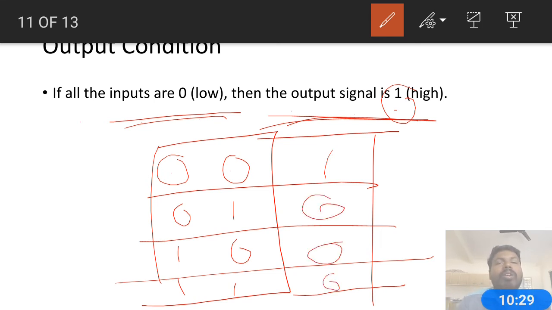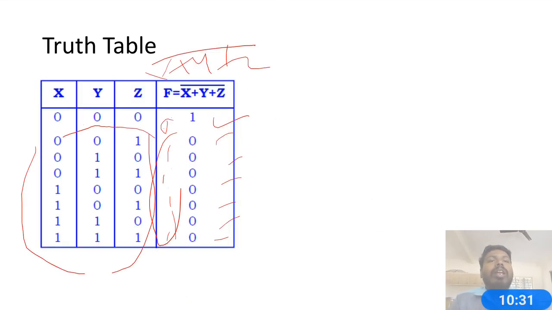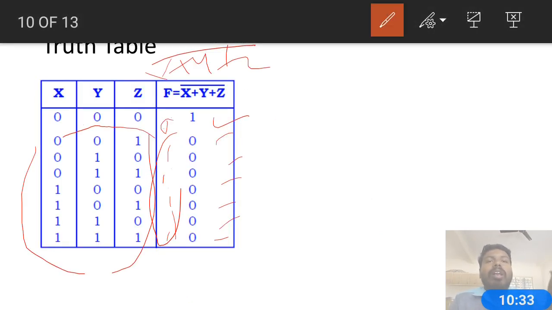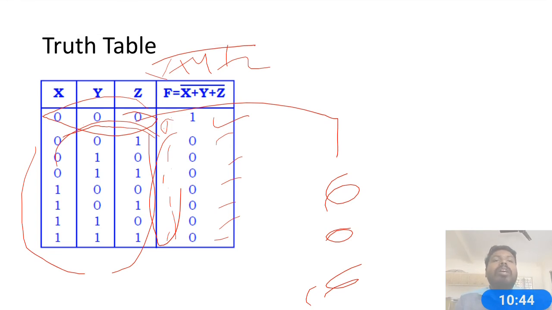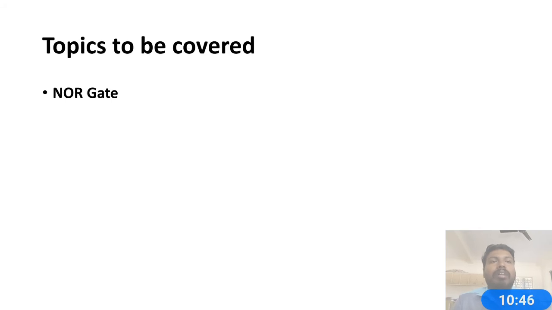It is very easy to understand. The same logic you can apply here also. When all the inputs are 0, the output will be 1, otherwise 0. Understand? Right. My dear students, I am going to conclude this session by giving a summary.